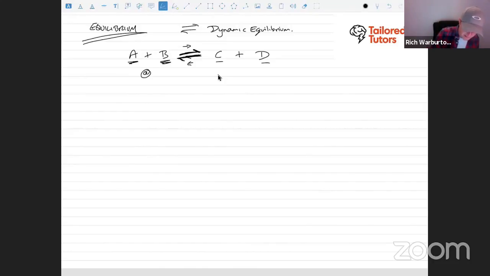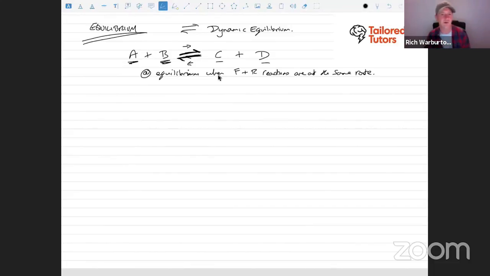It is at equilibrium when forward and reverse reactions are at the same rate. Okay, so the rate of the forward reaction equals the rate of the back reaction, whichever way you want to put it. So that's when an equilibrium's set up.